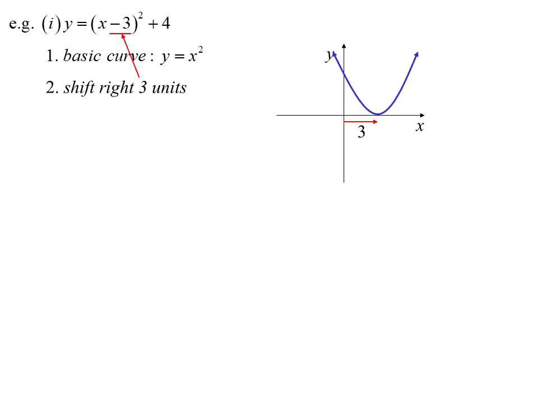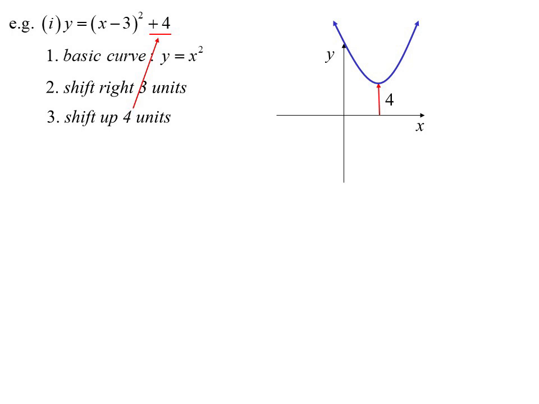Well, grouped with the x, we have this negative 3. So we have shifted it right 3 units, so we'll just move it over there. Then, grouped with the y, we have, well, it's plus 4 on the right hand side, but if it was grouped with the y, it would be y minus 4. So we have shifted it up 4 units. There's our new curve.